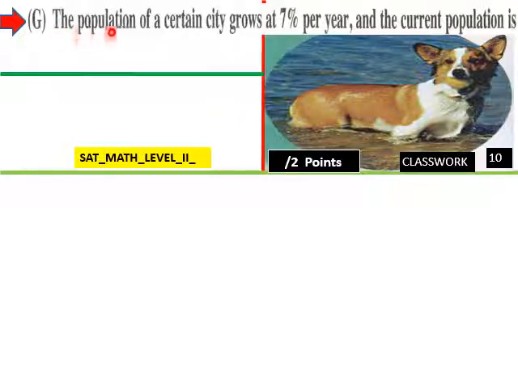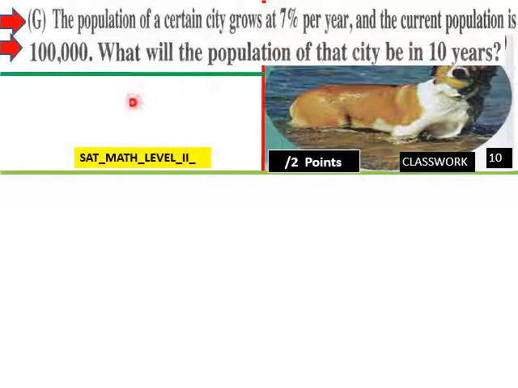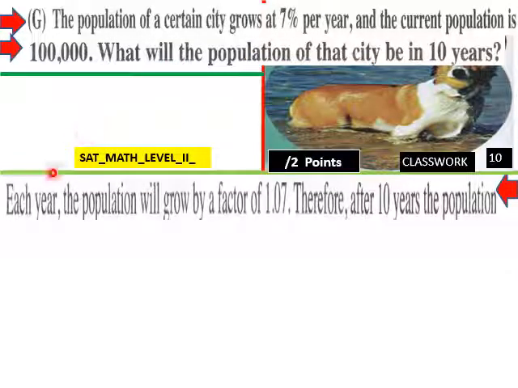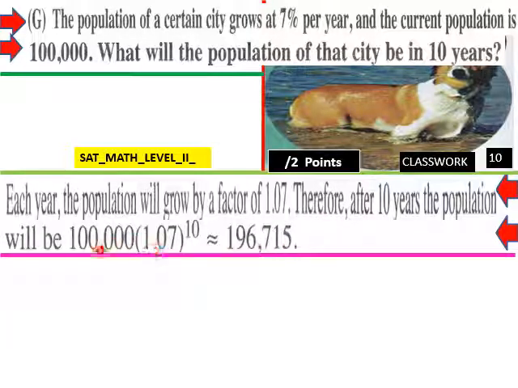Okay, so for G, the population of a certain city grows at 7% per year, and the current population is 100,000. What will the population of that city be in 10 years? So each year the population will grow by a factor of 1.07. Therefore, after 10 years, the population will be 100,000 times 1.07 to the 10th power, which is about 196,715.